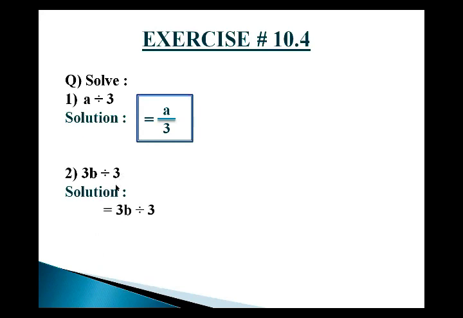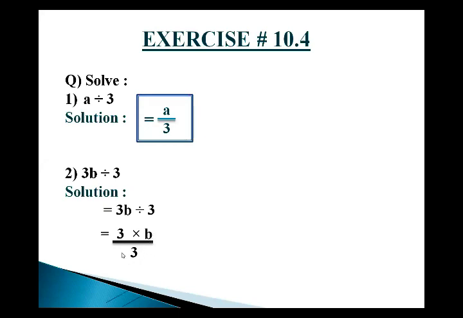Firstly, we just write 3b divided by 3, the question as it is. Then we write it in fraction form like this: 3 multiply b. We break this using the sign of multiplication. We write the number with this, or if you want to write this as 3b, then it is also okay. Then, skipping the division sign, we write the sign which is used for the fraction, and then 3 as a divisor.